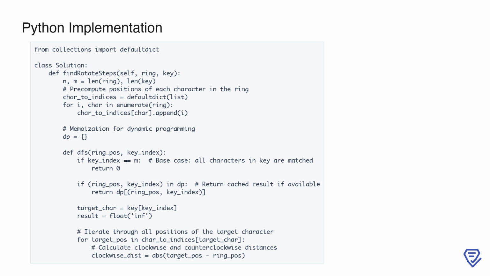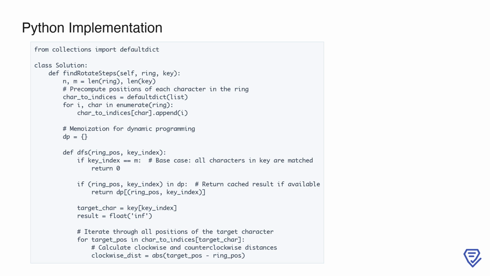We then define a helper function, dfs, which will perform a depth-first search to calculate the minimum steps required to align the ring and spell out the key. The function takes two parameters, the current position of the ring, ring_pos, and the index of the character in the key we are trying to match, key_index. If we've matched all the characters in the key, indicated by key_index being equal to m, the base case is triggered, and we return 0. Additionally, if the current state is already in our dp cache, we return the cached result, avoiding redundant computations.